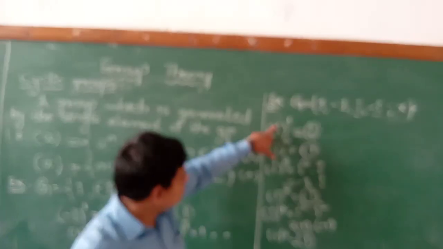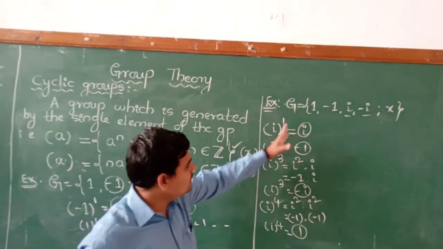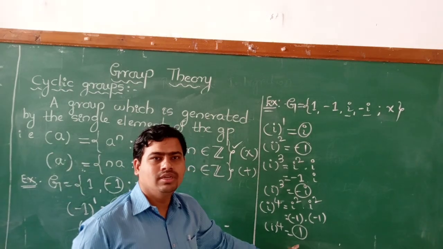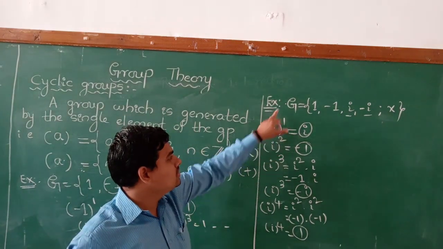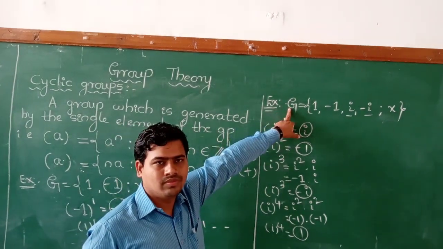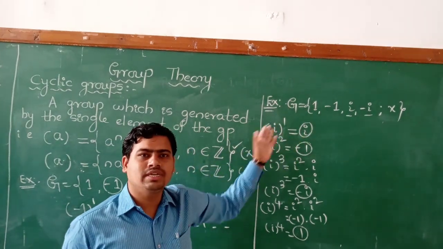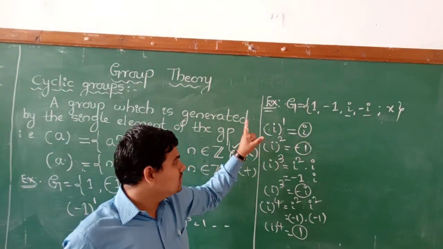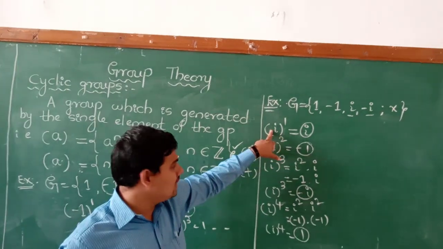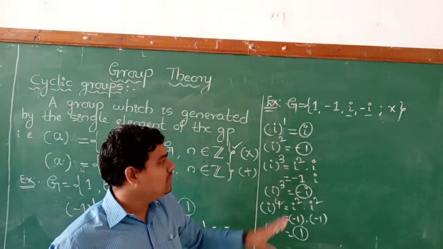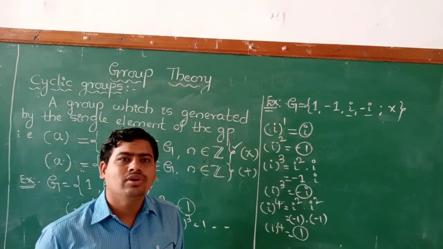By using this one element, we can generate all the elements present in a group G. Therefore, this i becomes generator for this group. By using i, we can generate all the 4 elements present in a group G. Therefore, this group is called cyclic group and this element is called generator. Similarly, minus i is also a generator.